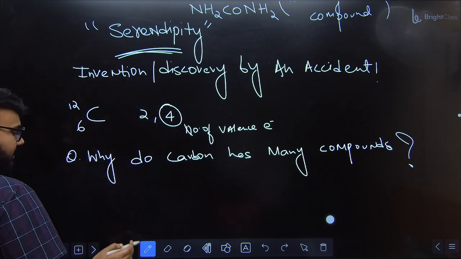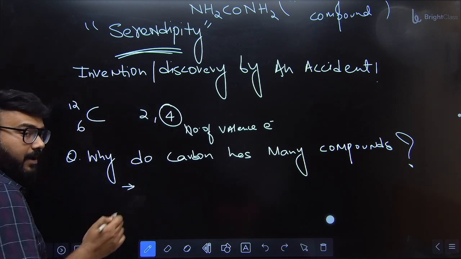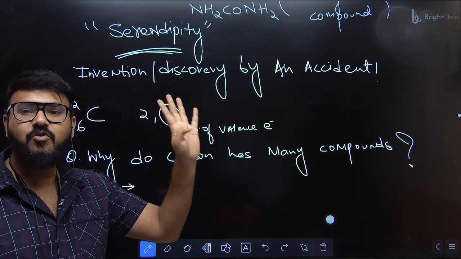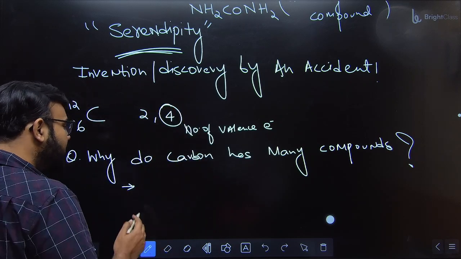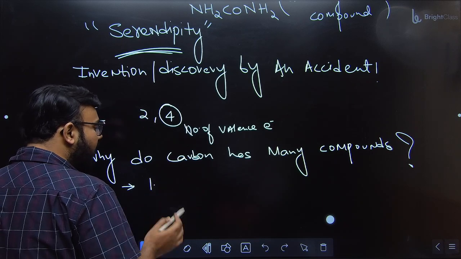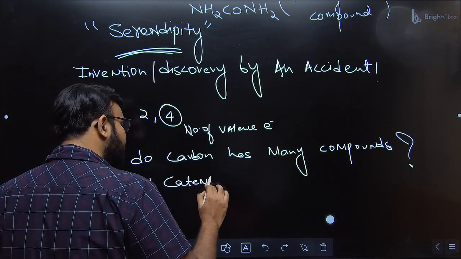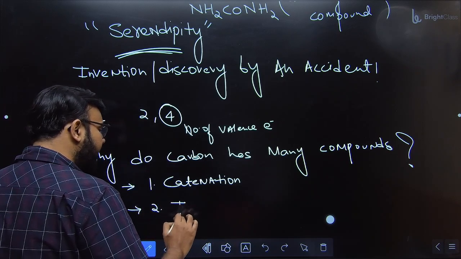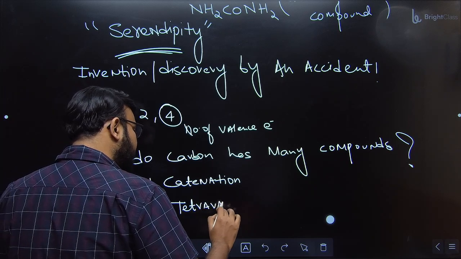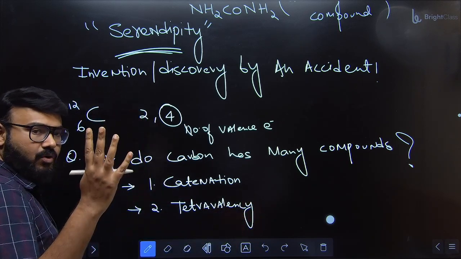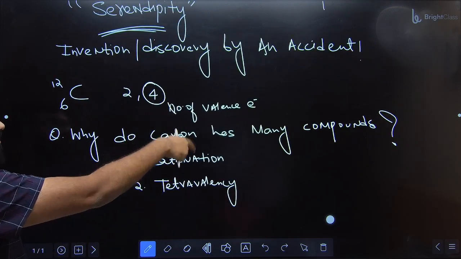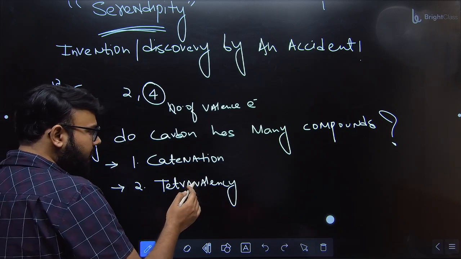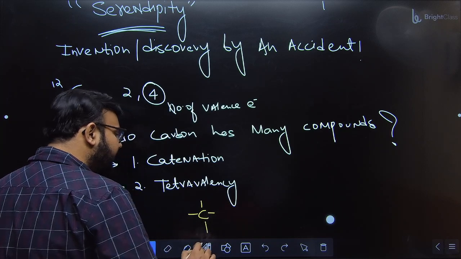You need to understand that the reason is two superpowers. Carbon has two superpowers, and it is all because of having 4 valence electrons. The two main reasons are, number one, catenation, and the second is tetravalency. Tetravalency means 4 valency or 4 valence electrons. Tetra means 4, right? So first of all, carbon has tetravalency. It means it can make 4 bonds.